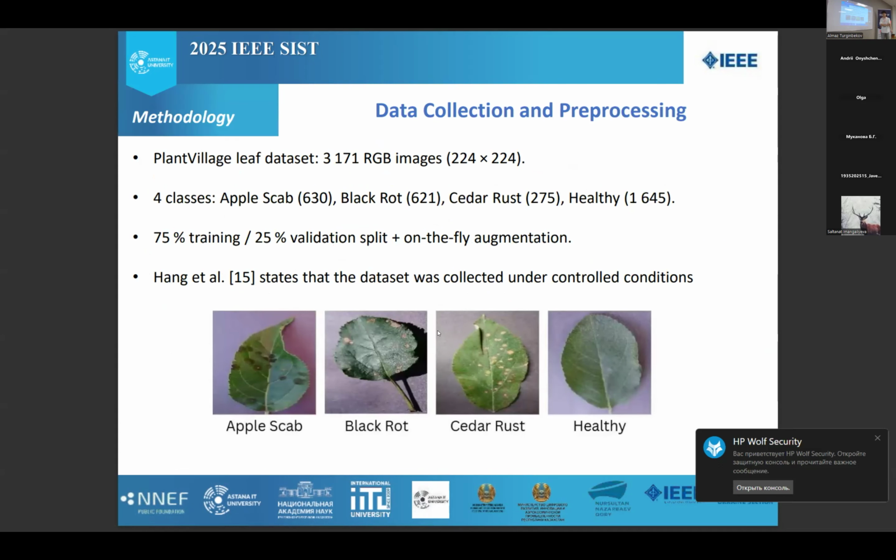Methodology consists of 3 parts. First is data collection. The PlantVillage dataset was chosen for this work due to several reasons. First of all, this dataset is trusted, and second of all, several related works also use this dataset. This dataset consists of 3 types of apple diseases: apple scab, black rot, and cedar rust.